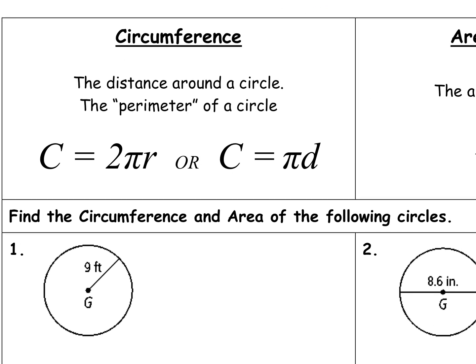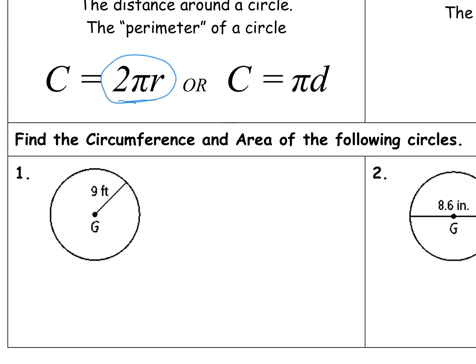Circumference of the circle is going to be 2 pi r, or pi times diameter. I like to use the 2 pi r formula, so that's the one I'm going to use in our examples. In example 1, circumference is 2 pi times the radius. We know the radius is halfway across, so that is 9. When I type this in the calculator, I'm going to deal with all the numbers first. So I'm going to do 2 times 9 and get 18 pi.